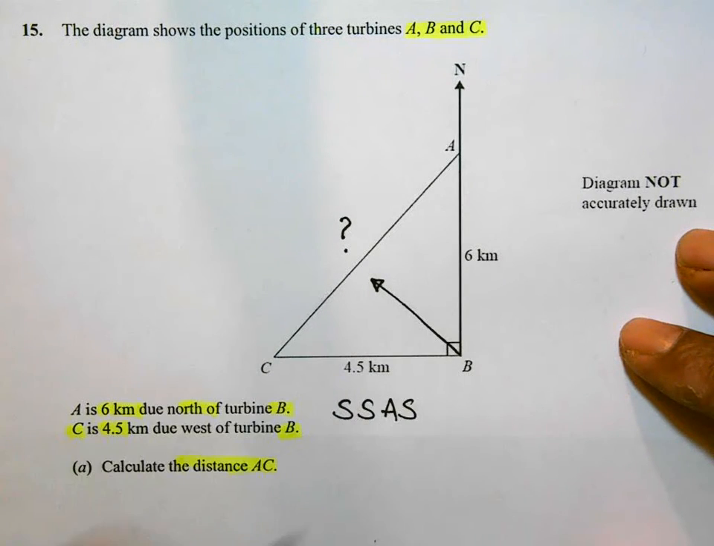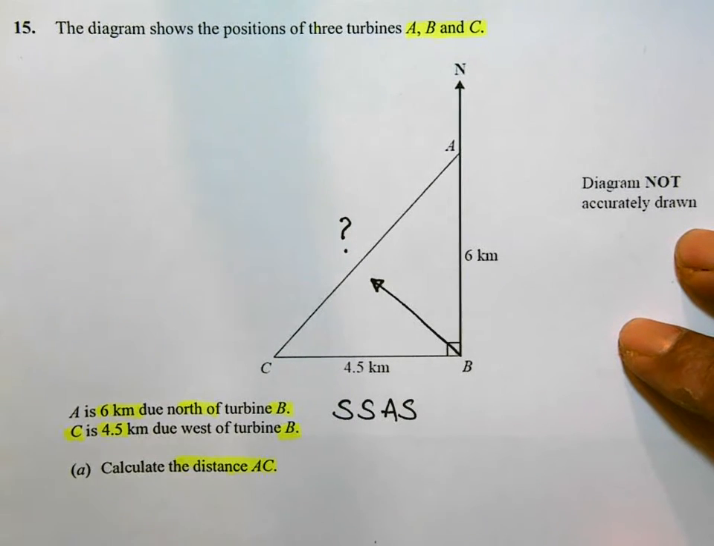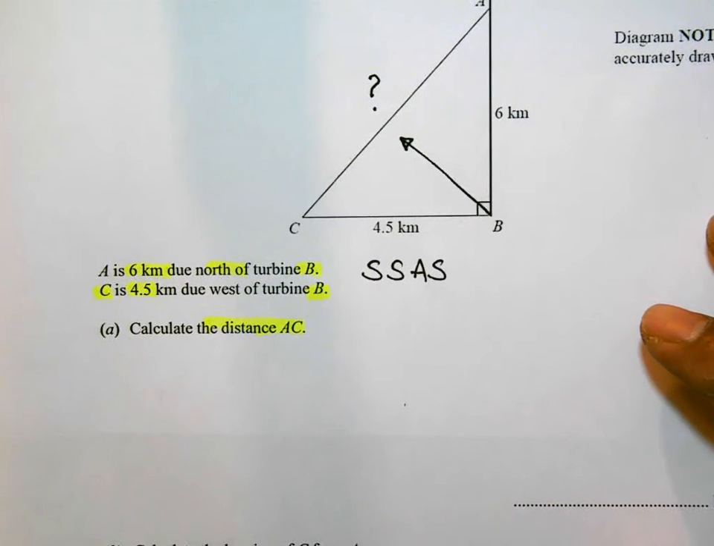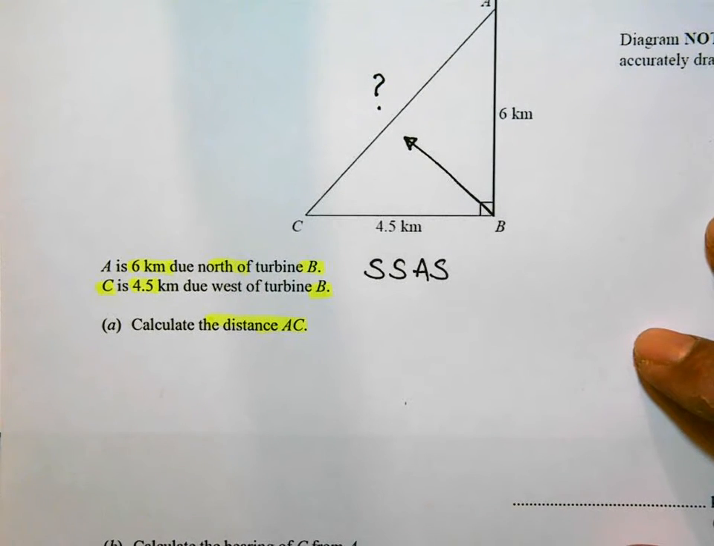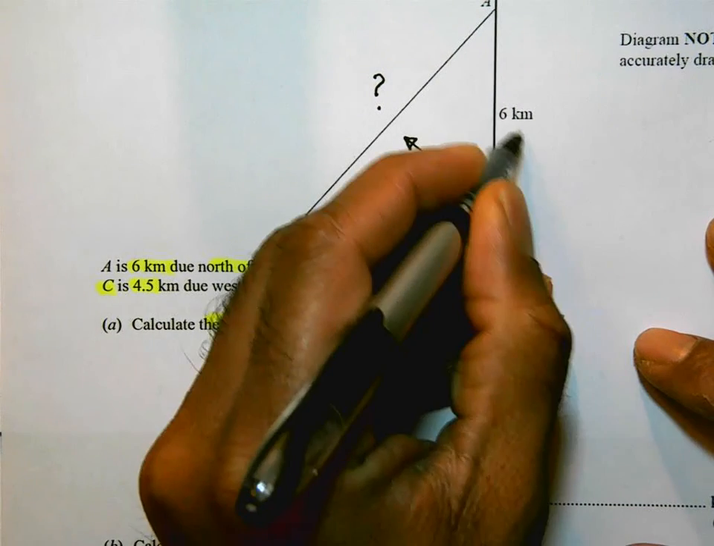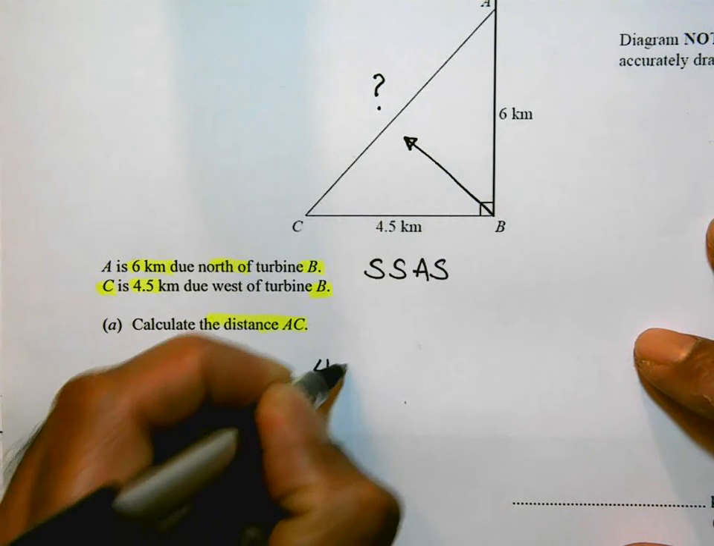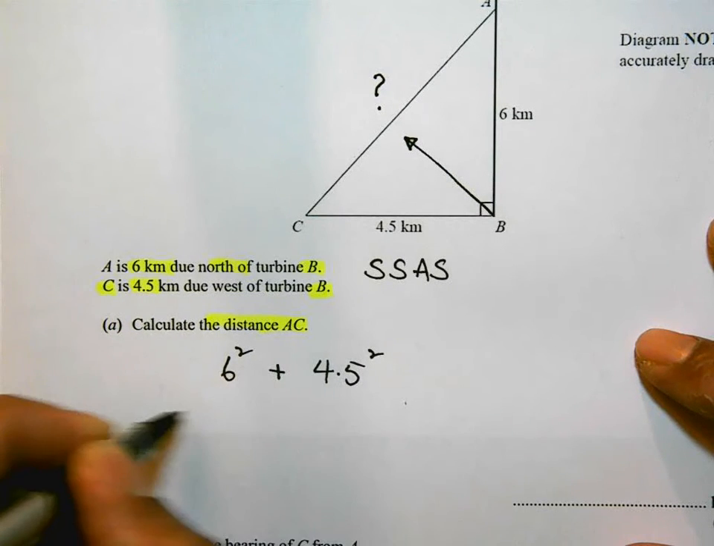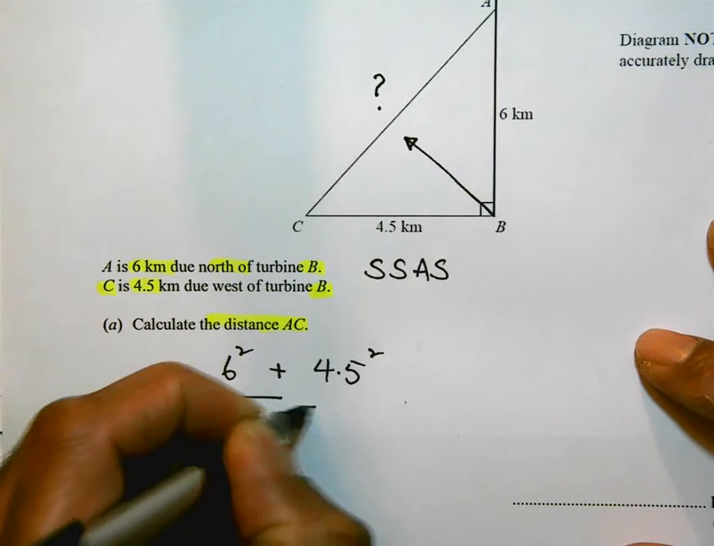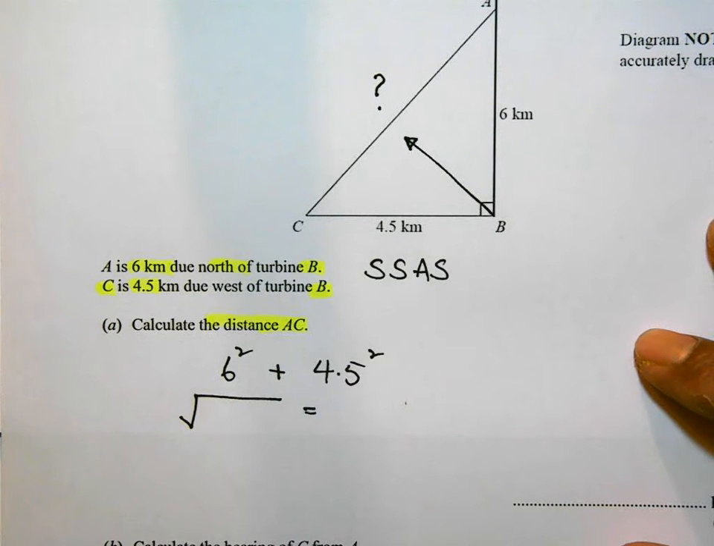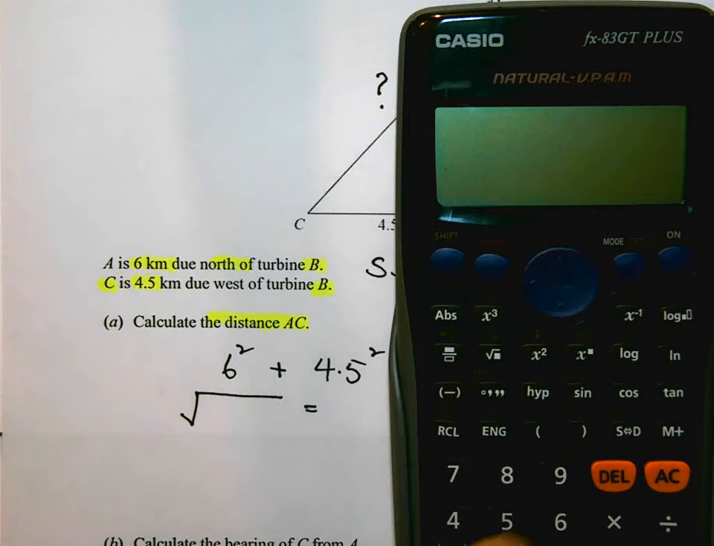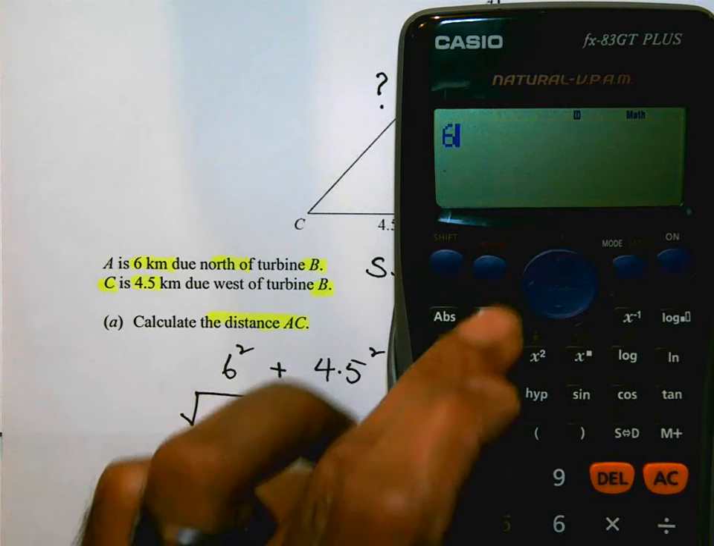I'm going to do the workings in the space below. The sides that I know are 6 kilometers and 4.5 kilometers. I'm going to square, square, add, work out my answer, and then square root it, and that will give me my result. So I'm going to use my calculator for this. I'm going to work out 6 squared plus 4.5 squared, and then square root my answer.